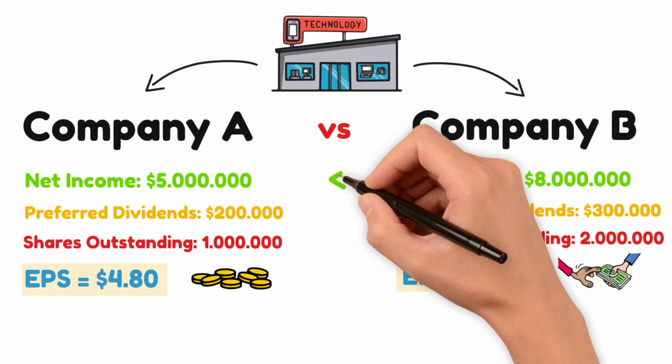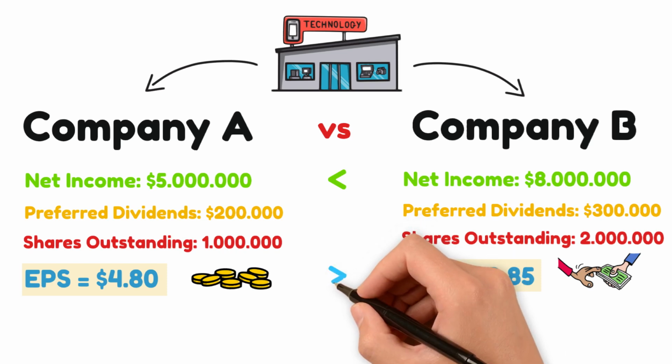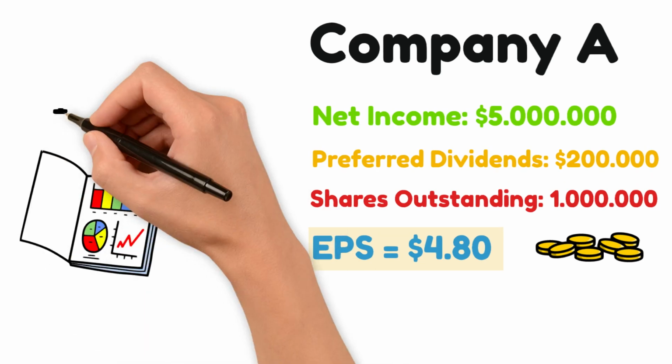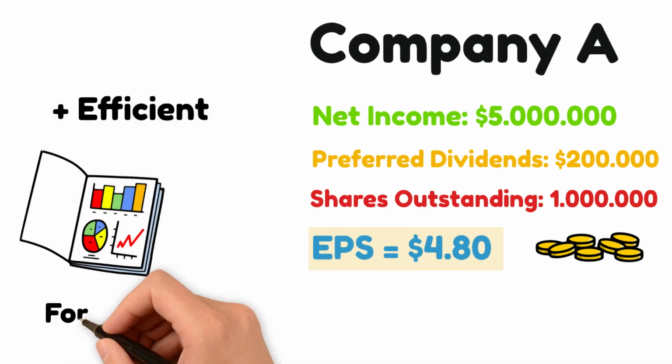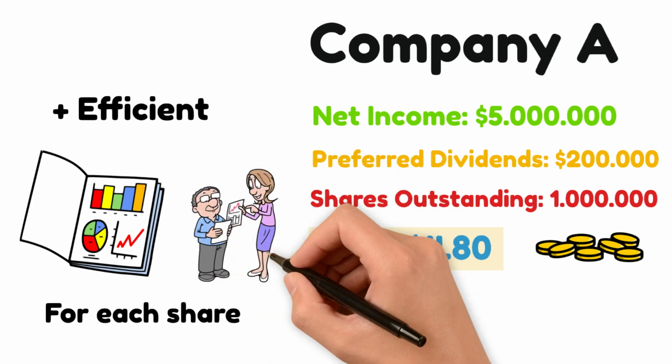Even though Company B has a higher net income and more shares outstanding, Company A ends up with a higher EPS. This suggests that Company A is more efficient at generating profit per share of stock, which could make it more appealing to investors looking for value in terms of profitability.